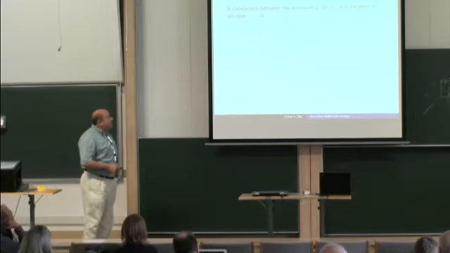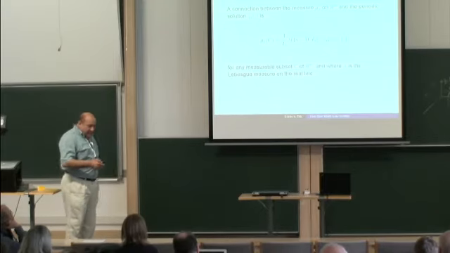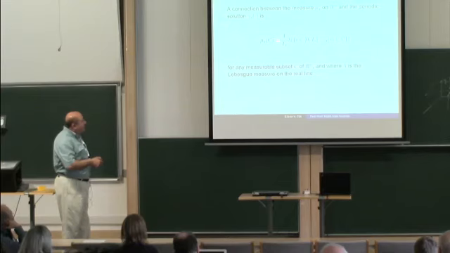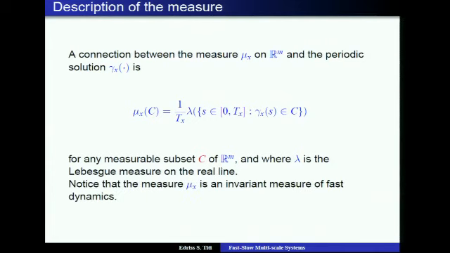A connection between the measure and gamma is given exactly by this formula, namely that if you give me any subset C in the space, I look at the portion of time, where lambda is the Lebesgue measure, the proportion of time that I'm spending on this particular arc. This is exactly the definition. I basically mentioned that in words. This is the connection between the two descriptions, the gamma description and the mu description. Notice the mu is an invariant measure for the fast dynamics, and this is very important.